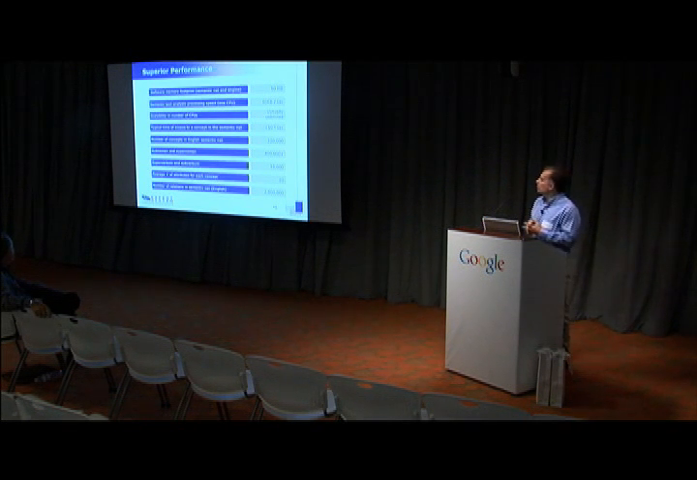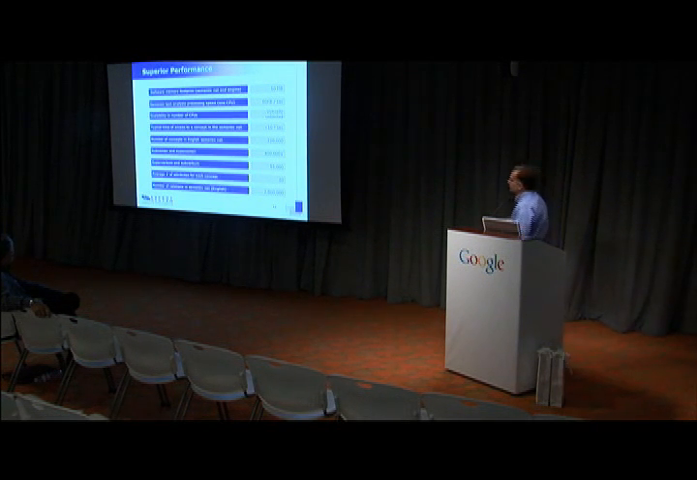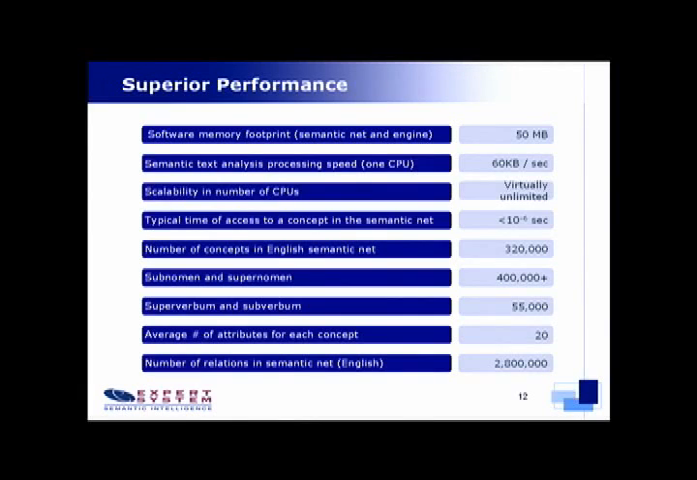With a recent dual core server, we can process up to 60 kilobytes of text per second. We have, as you see, for the English semantic net, more than 320,000 concepts. This is only related to the number of subnomen and superdomen, and at the end of the day, this is the total number of links that you have. All of this richness doesn't really impact performance, because even with a small laptop, you can process a page in less than a second. 60 kilobytes of text is 3 or 4 pages of text. Do you have any questions?